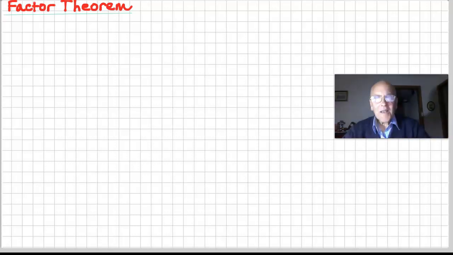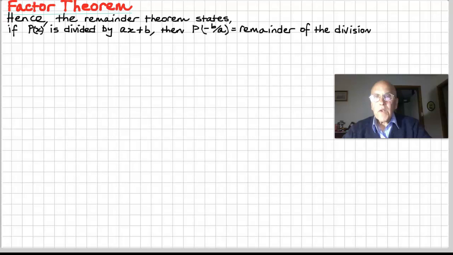Hello guys. Now we're going to do the factor theorem, which is a very close cousin of the remainder theorem. So we know that the remainder theorem states that if some polynomial p of x is divided by ax plus b, then if we substitute minus b over a, which is the value of x required to make this 0, you'll get the remainder of the division.